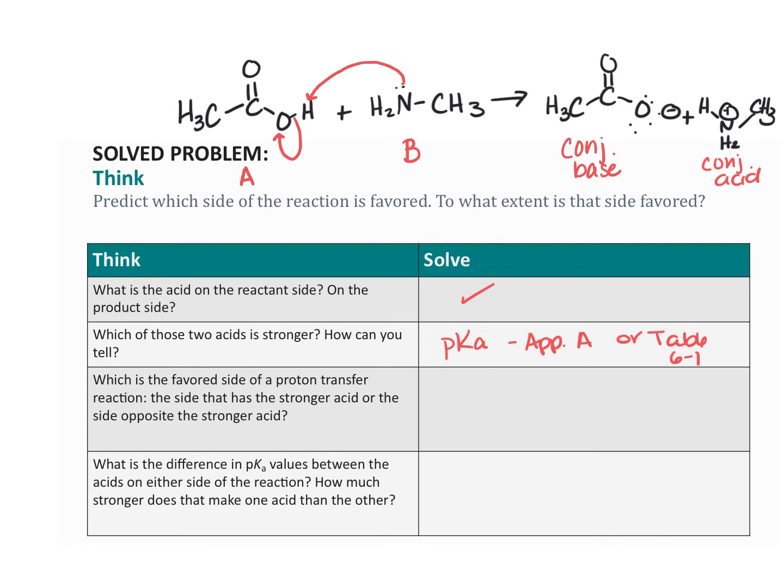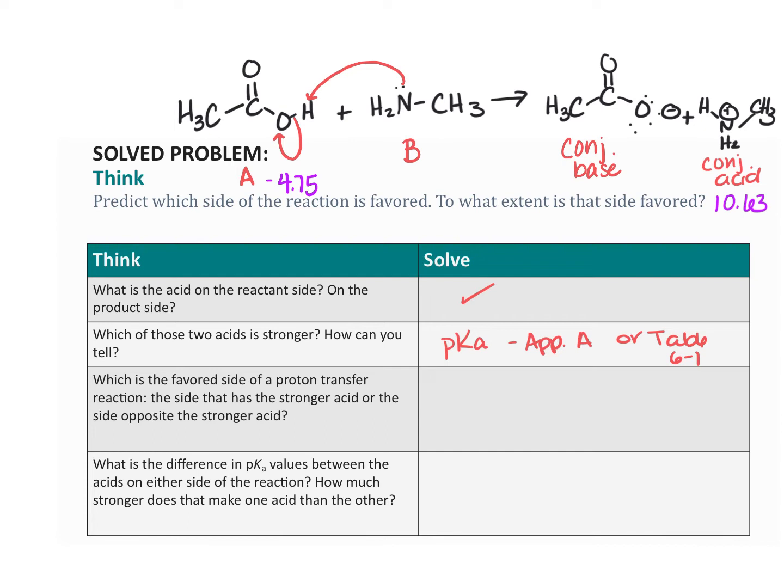So I'm going to come here and say, okay, I'm trying to evaluate this molecule. When we look at Table 6.1, this molecule is CH3CO2H, and it has a pKa of 4.75. And then over here, the conjugate acid, when we look at the table, you should find that this pKa is 10.63. So we've identified the two pKa values. And then it says, which is the favored side of a proton transfer reaction? The side that has the stronger acid, or the side opposite the stronger acid?